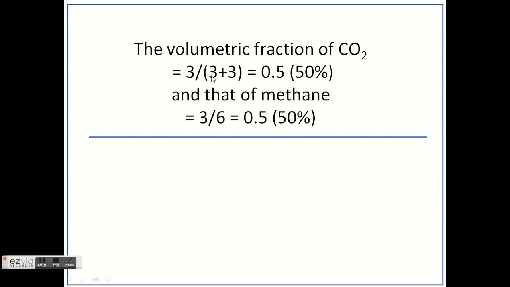So why are we using the number of moles for the volumetric fraction? This is simply based on Avogadro's principle, which states that the volume occupied by 1 mole of all gases at standard condition is 22.4 liters. So regardless of the gas, the volume will be the same under standard conditions. So we can just use the number of moles to find out the fraction of the various components of biogas.